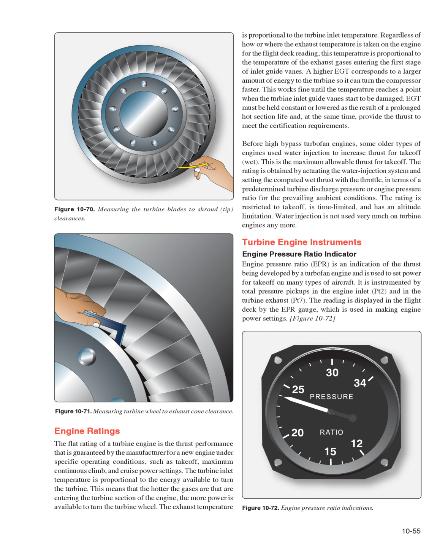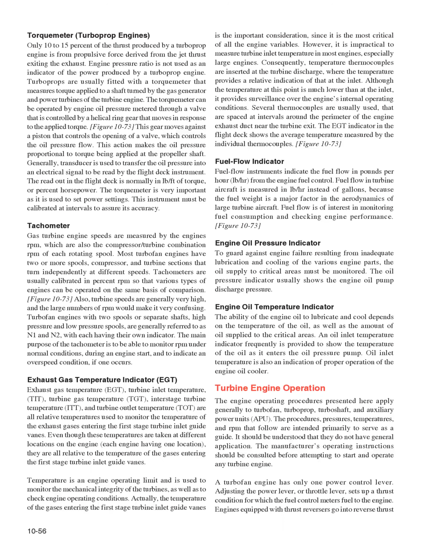Figure 1072. Torque meter. Turboprop engines, only 10 to 15% of the thrust produced by a turboprop engine is from propulsive force derived from the jet thrust exiting the exhaust. Engine pressure ratio is not used as an indicator of the power produced by a turboprop engine. Turboprops are usually fitted with a torque meter that measures torque applied to a shaft turned by the gas generator and power turbines of the turbine engine.